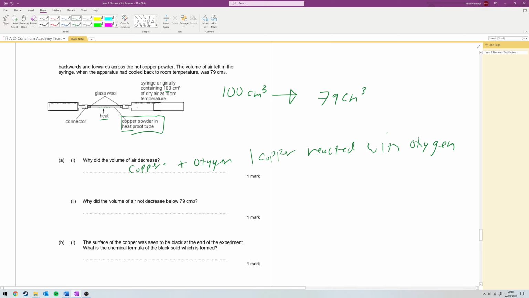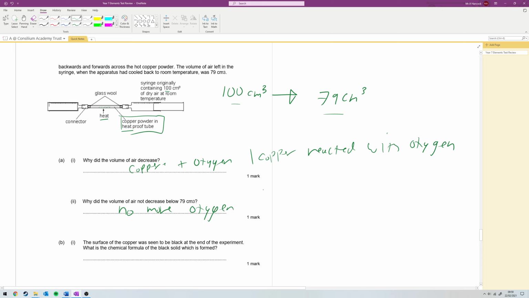So you could say that there was no more oxygen left. Maybe if you did the maths, take away this from this, you would have found that there was 21 centimeters cubed of oxygen. So why did the volume of air not decrease below 79 centimeters cubed? Well, the reaction had finished, or everything that had reacted was gone. So in this case, there was no more oxygen left.